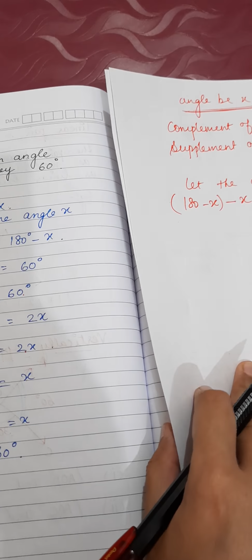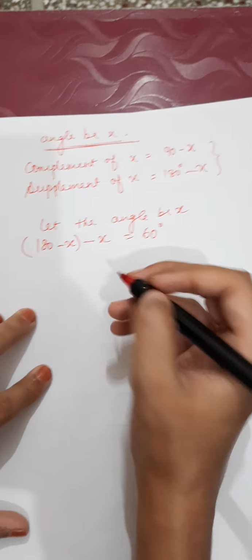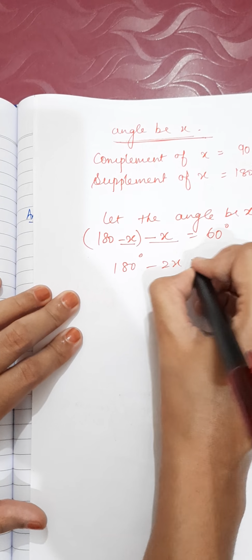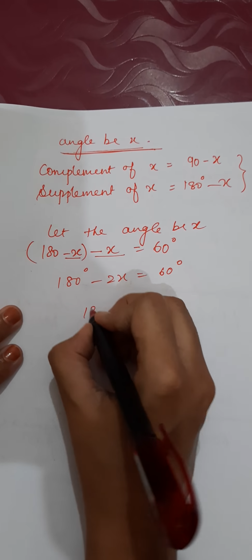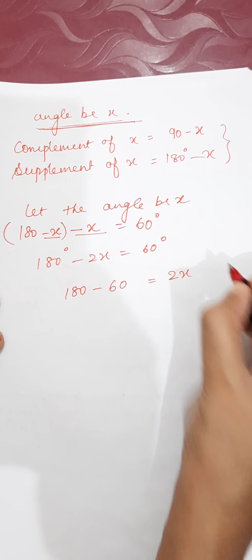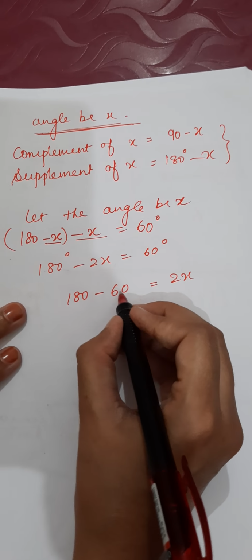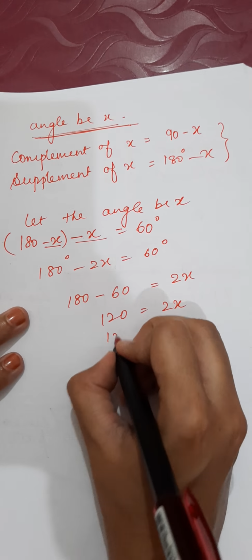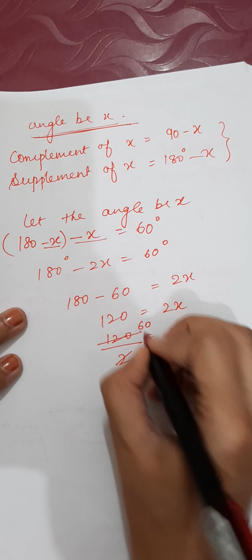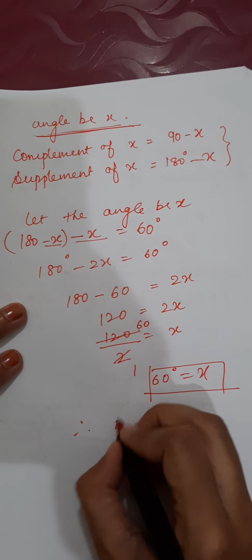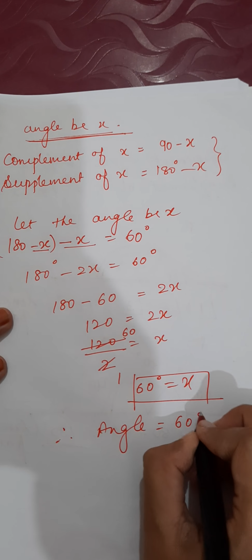Okay, if you want me to solve it, I can solve it here. 180 degrees minus x minus x, that is minus 2x, equals 60 degrees. 180 as it is, 60 will come to the other side, minus 60 equals 2x. Now 180 minus 60 will give me 120 equals 2x. You have to find the value of x. So 120 upon 2, 2 sixes are 12, so therefore x comes out to be 60. Therefore the angle is going to be 60 degrees. And this is your answer, example number 1.